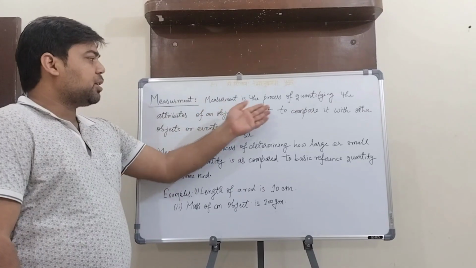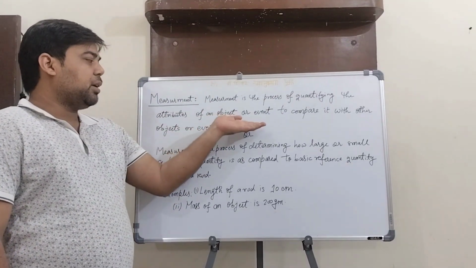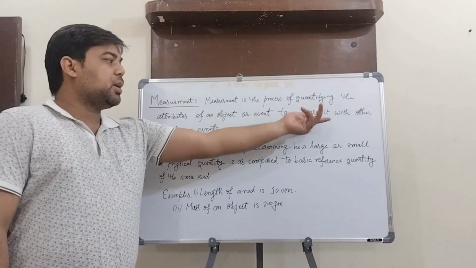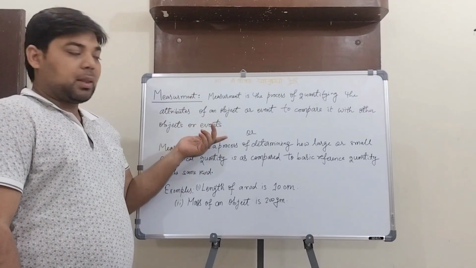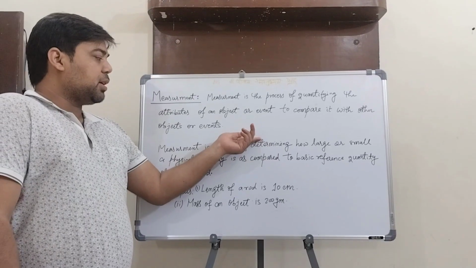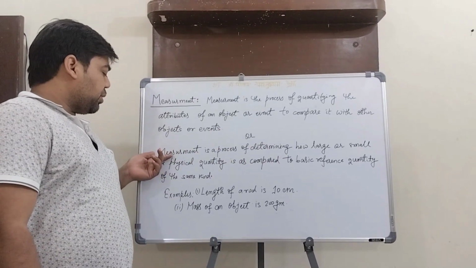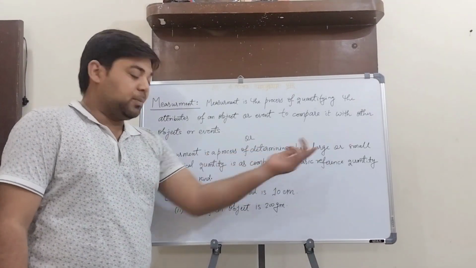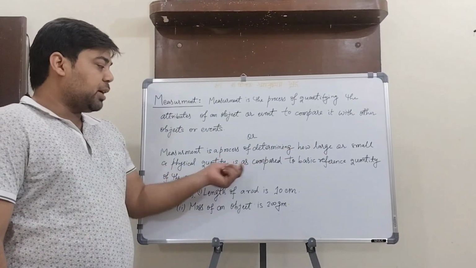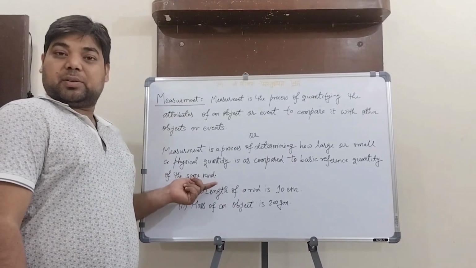Measurement is basically the process of quantifying the attributes of an object or an event to compare it with other objects or events. It can be stated in another way also. Another definition is: measurement is a process of determining how large or small a physical quantity is as compared to the basic reference quantity of the same kind.